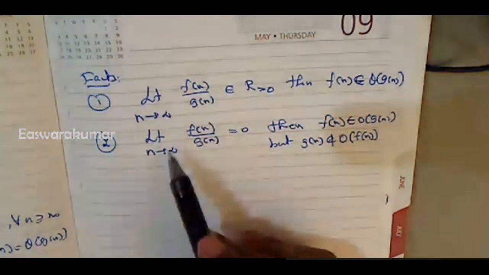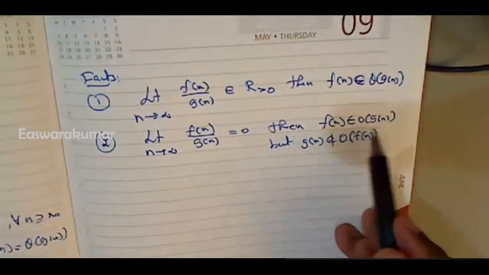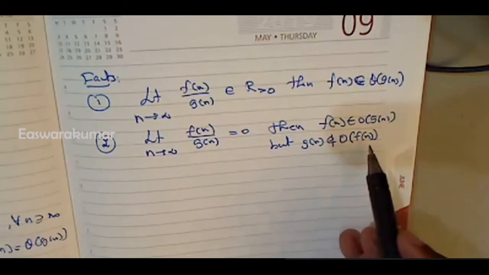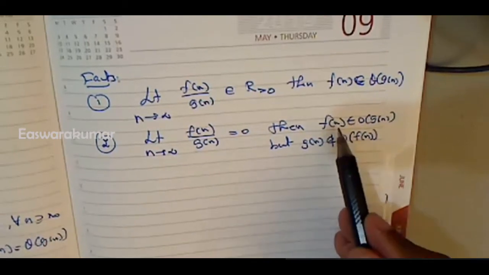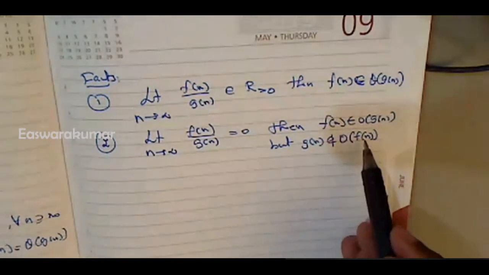So if this limit value is equal to 0, then f of n belongs to O of g of n, but g of n does not belong to O of f of n. So one function belongs to the set, and the reverse is not true. Reverse is not true.